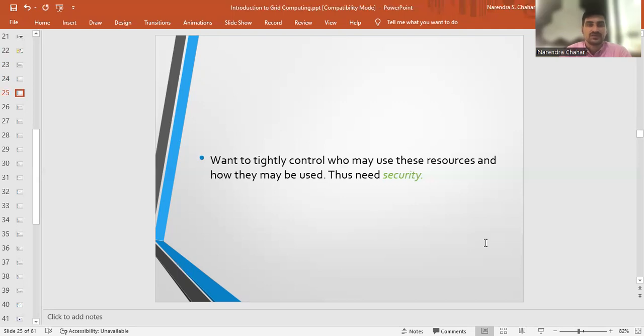So if we want to tightly control who may use the resources and how they may use them, security is a big concern here. If I'm giving access to my computer, how much access I'm giving to that particular person matters a lot. So we need security and some specific rules that define how we manage the security in the system.